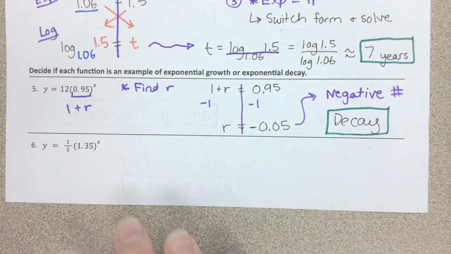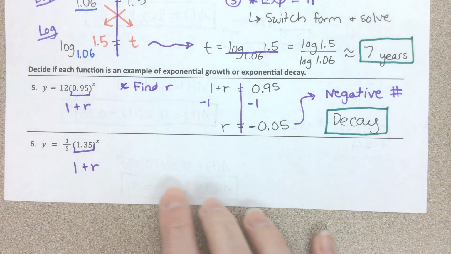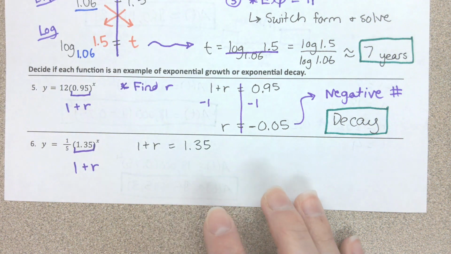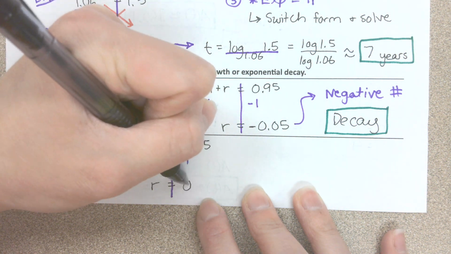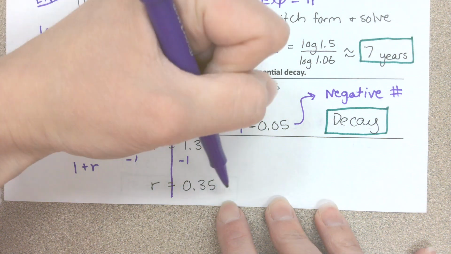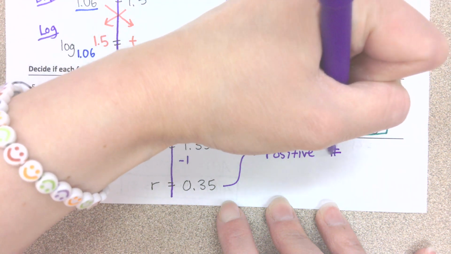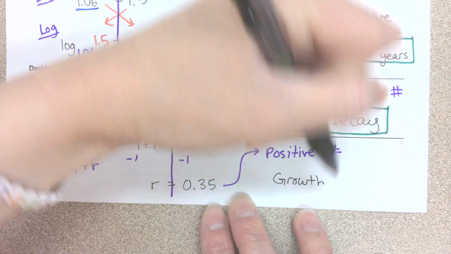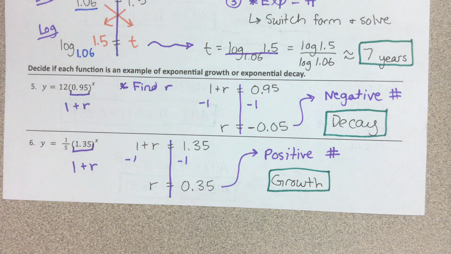And number 6, I'm going to do the exact same thing. Number in parentheses, that's the 1 plus r. So that means we have 1 plus r equals 1.35. And I'm sure most of you could eyeball this one. Minus 1, minus 1. R is 0.35, which is a positive number. So that means we have growth. Questions on 5 or 6?